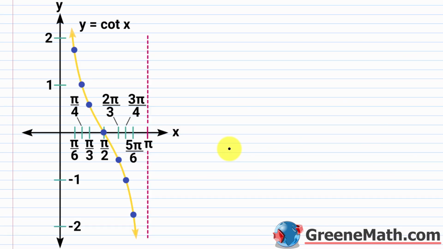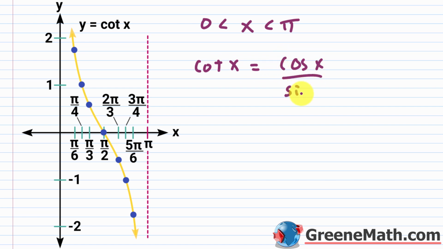Okay, the next problems will deal with the cotangent function. So again, I want to show you this one more time from the lesson. We graphed y equals cotangent of x, where we said that x was greater than 0 and less than pi. So for the cotangent of x, now you have the cosine of x over the sine of x.